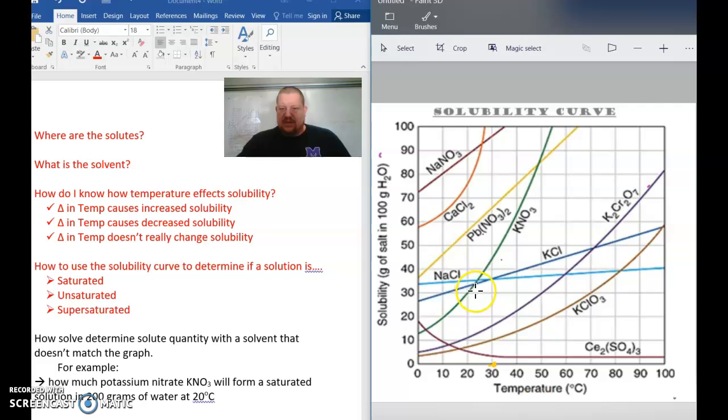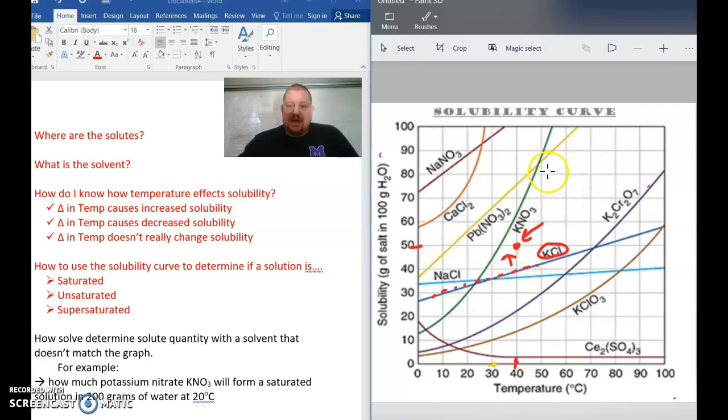So again, looking over here at this window, we're going to have to plot coordinates, and it'll be prompted. It'll give you a coordinate, and it will tell you to focus on one specific line. So let's focus on KCl, right? If the temperature is 40 degrees, we had a solution of 50 grams. We would plot this point right there, right? If we're focusing on this KCl line, this point ends up above the line.